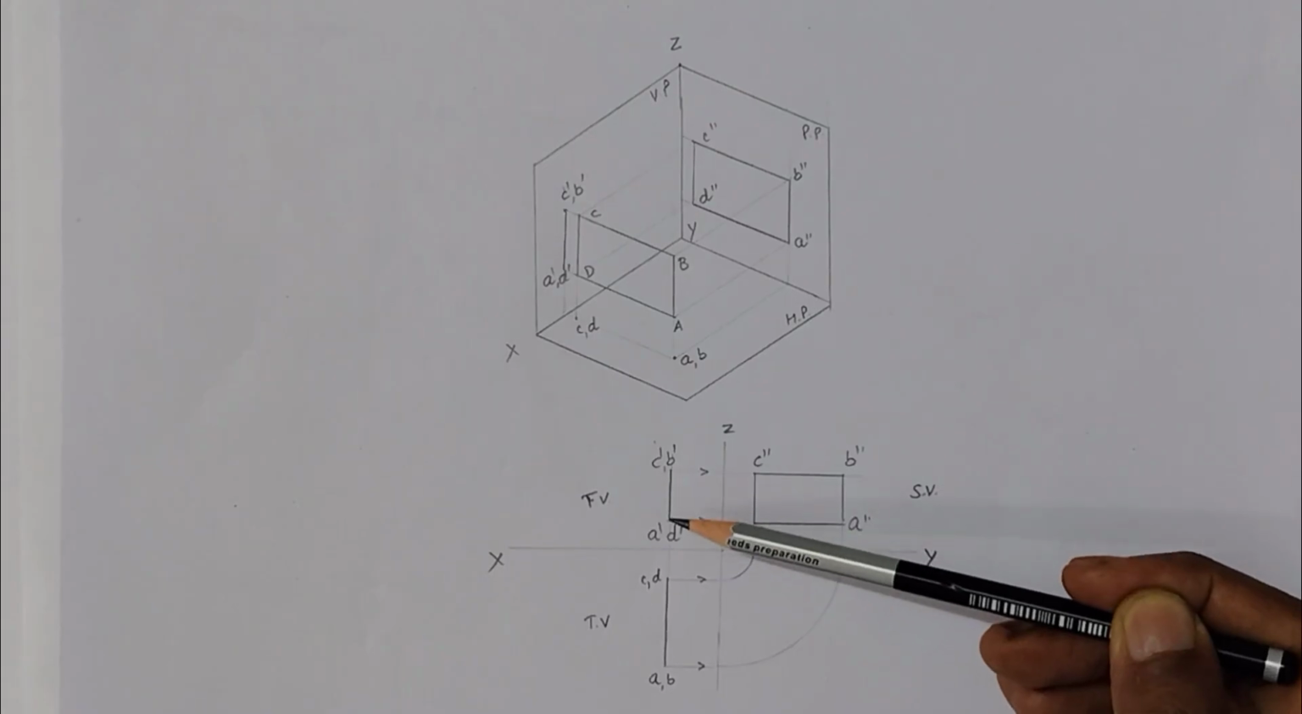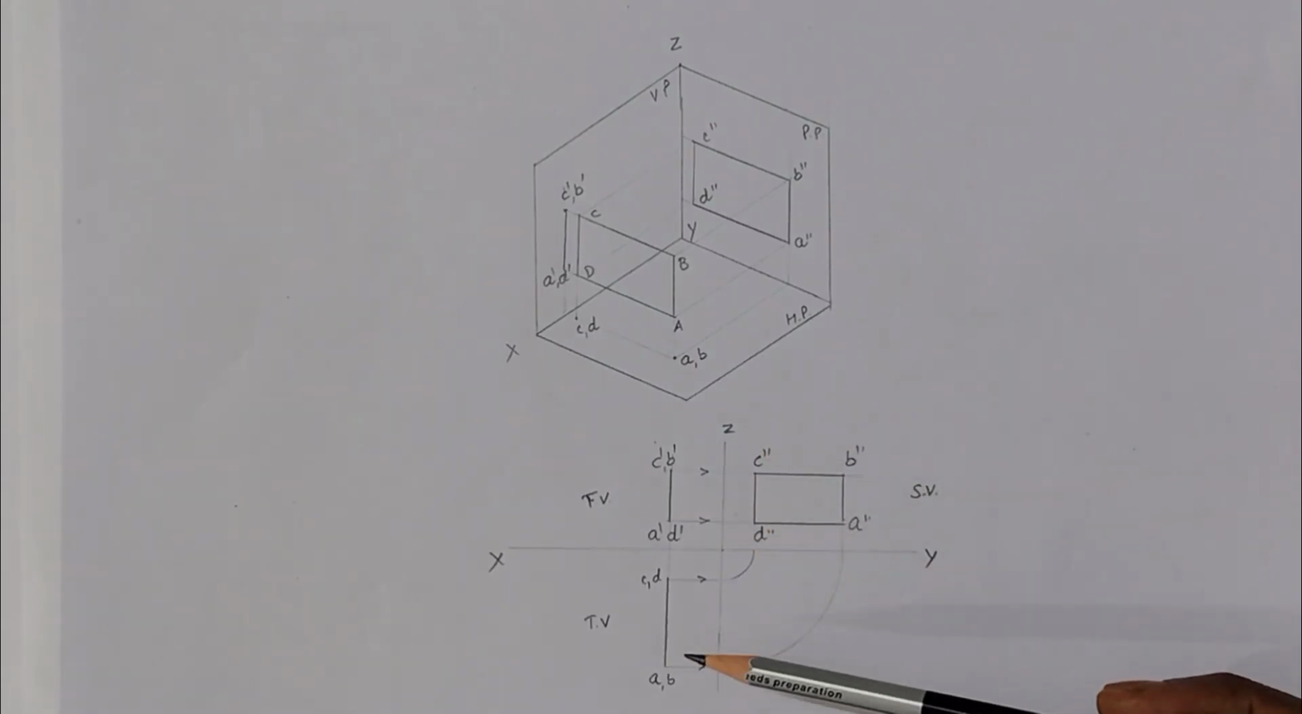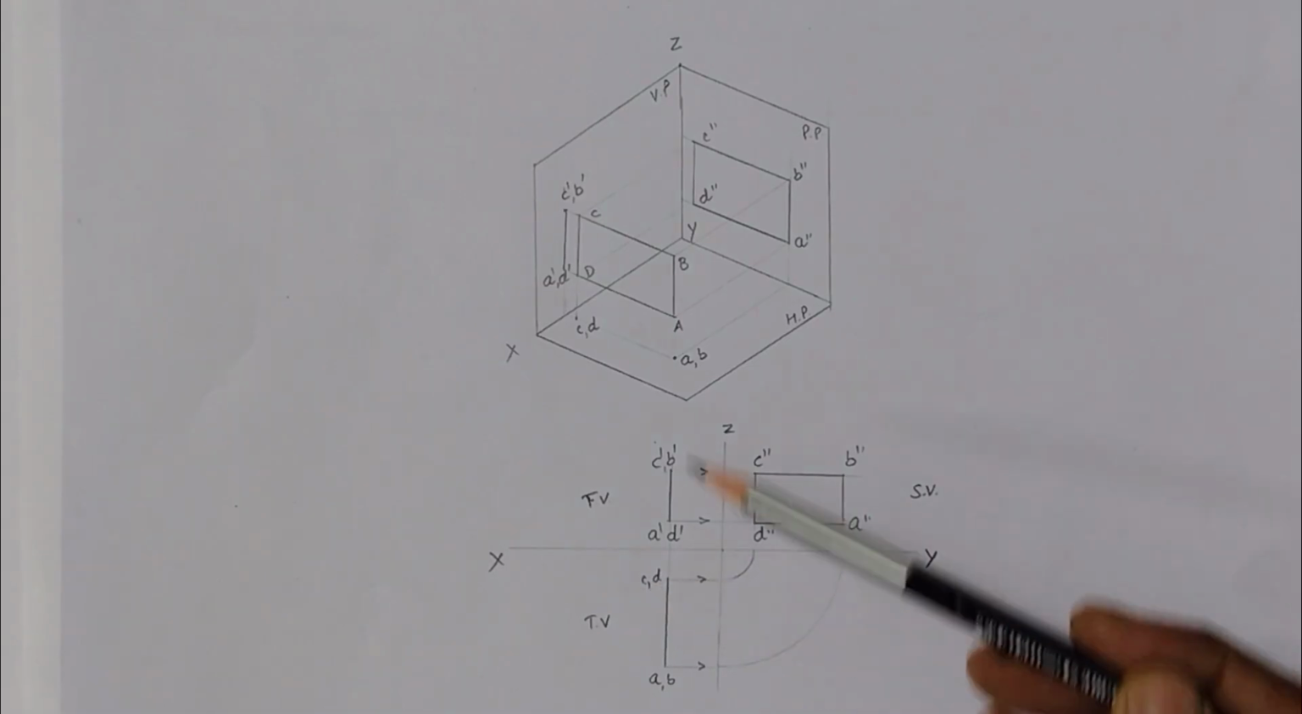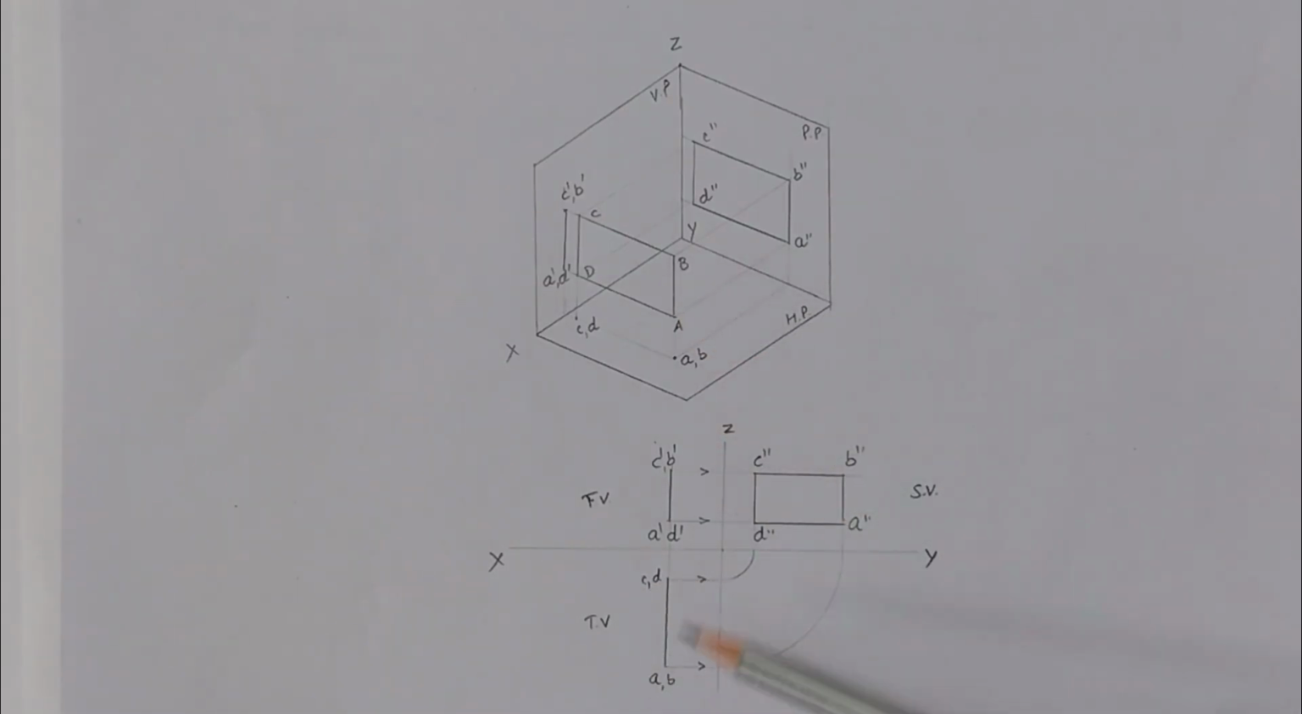Here is the same case. Similarly with the top view, C and D will coincide, here is C and D, and A and B will coincide here. When we join these two points, we get the top view of the object, that is a straight line. So with reference to this top view and front view, we draw the side view.